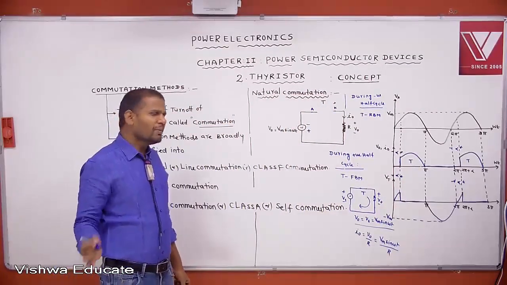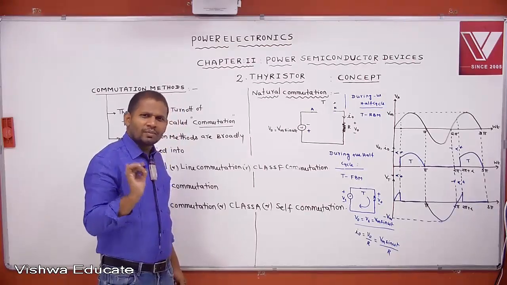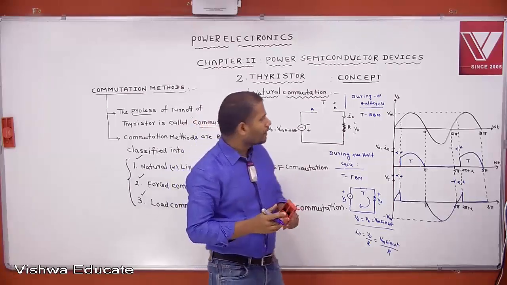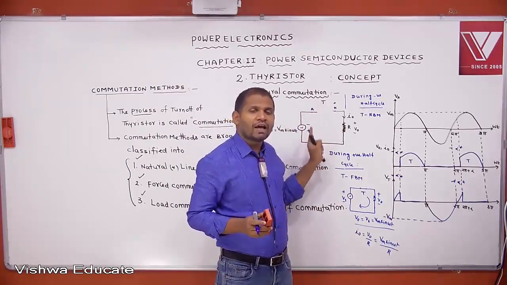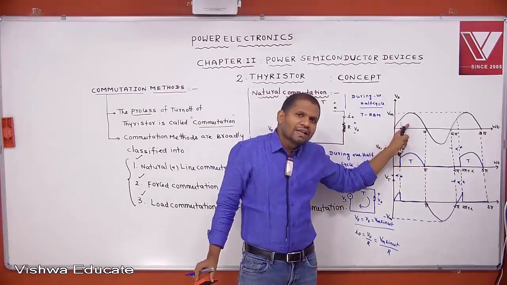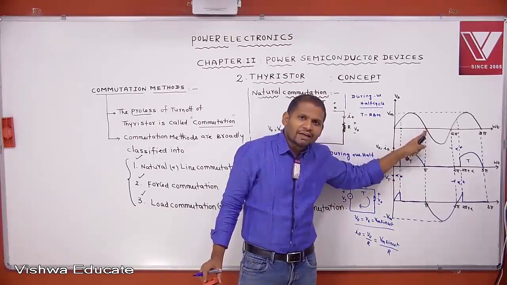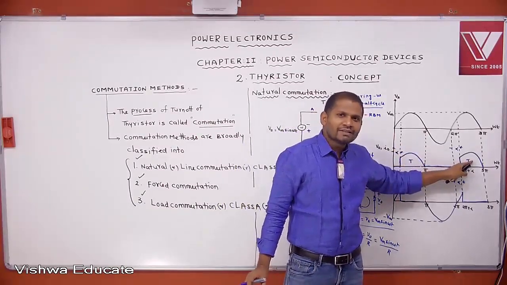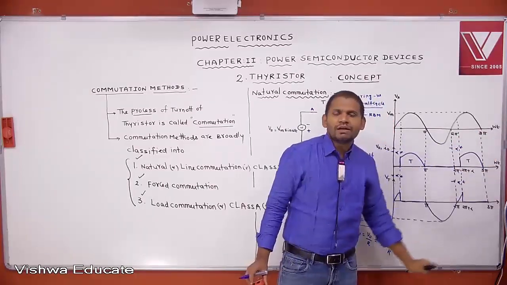These are the waveforms. But in these waveforms, all this is not important here. How is the thyristor turned off? You concentrate, tell me. In this natural commutation or line commutation or class F commutation, during the positive half cycle, the thyristor is conducting. Whenever the negative half cycle is started, the thyristor is turned off. Again in the positive half cycle, the thyristor is conducting. Whenever the negative half cycle is started, again the thyristor stops the conduction.